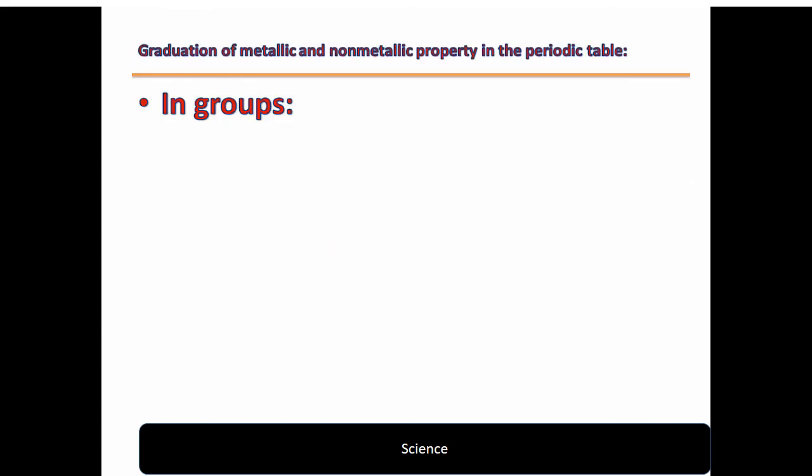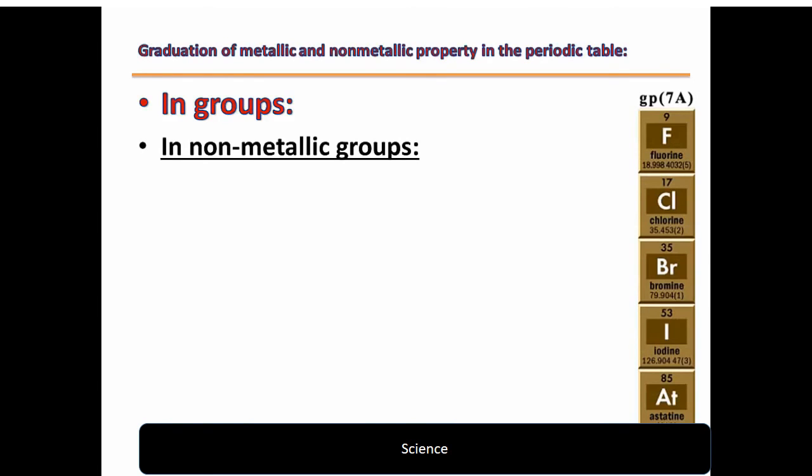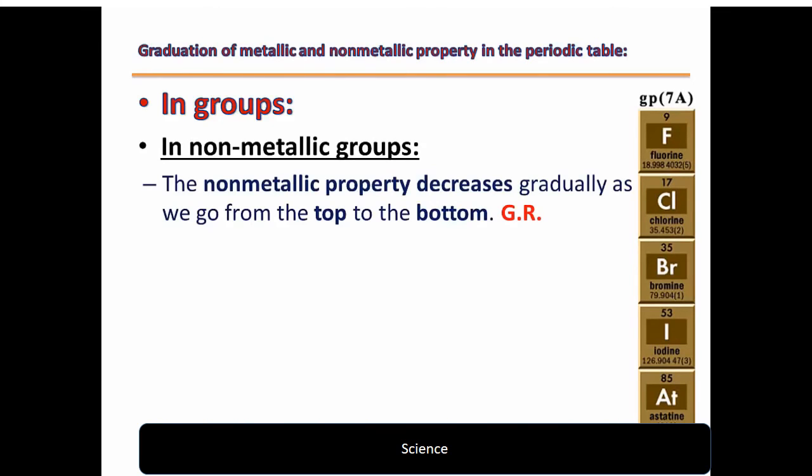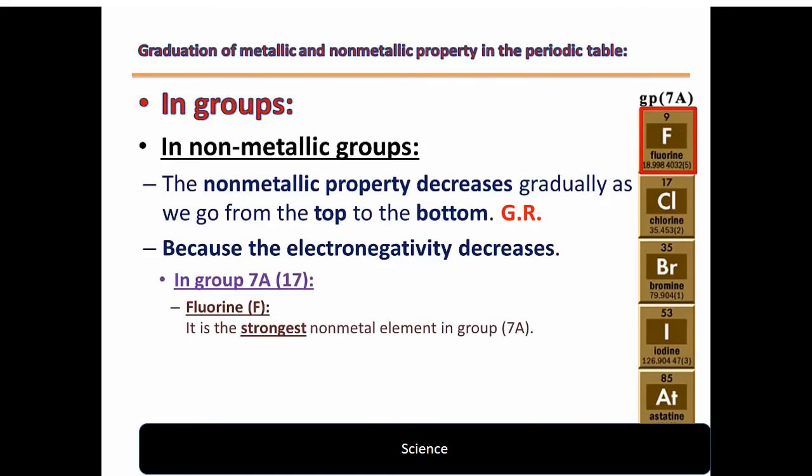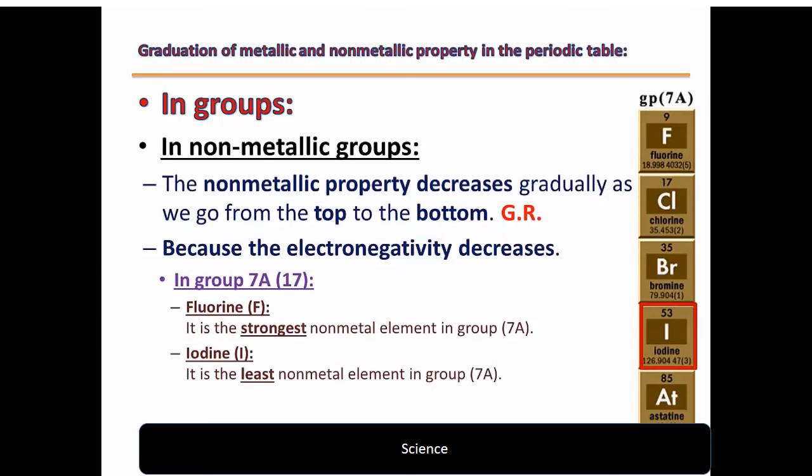In groups, but this time we will talk about non-metallic groups such as group 7A. The non-metallic property decreases gradually as we go from the top to bottom. Give reason: this is because the electronegativity decreases. In group 7A or 17, fluorine is considered the strongest nonmetal in group 7A, while iodine is considered the least non-metallic element in group 7A.